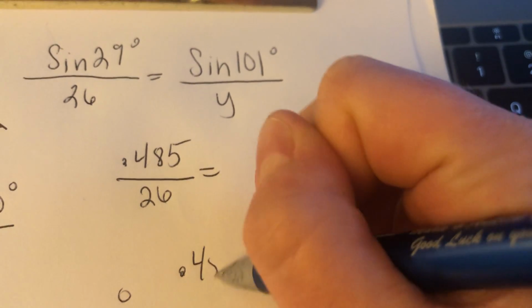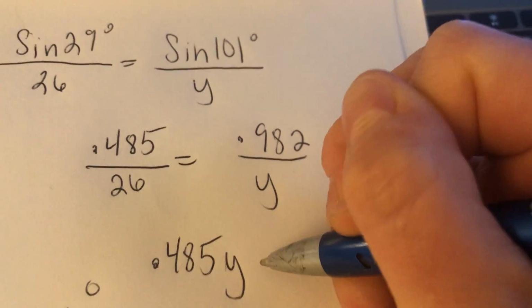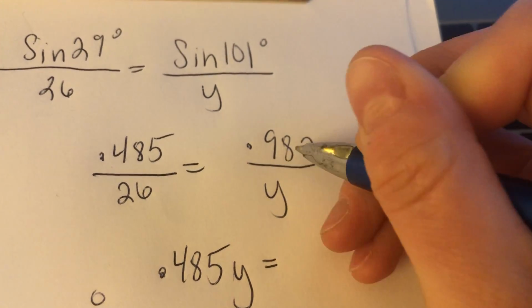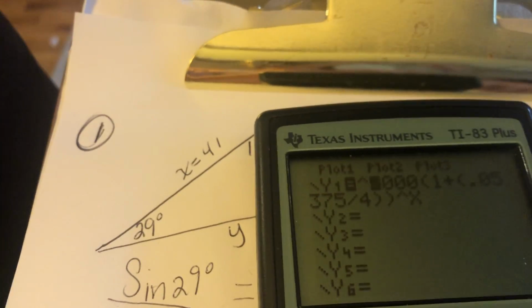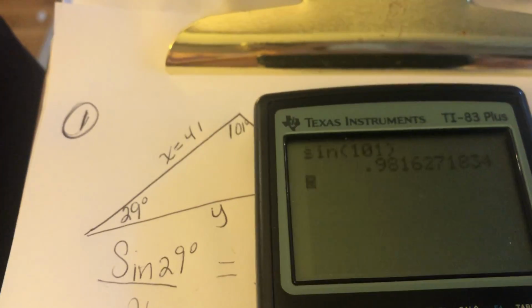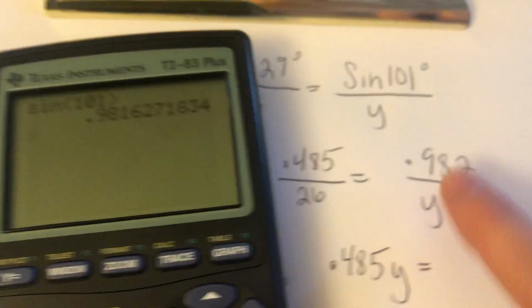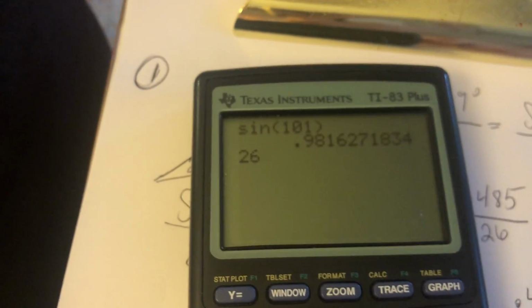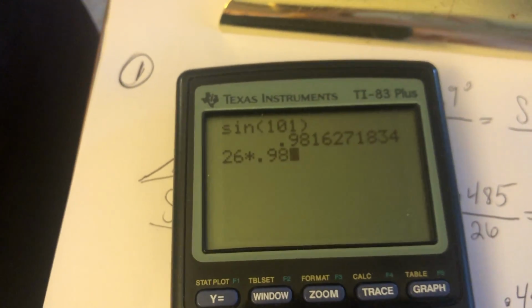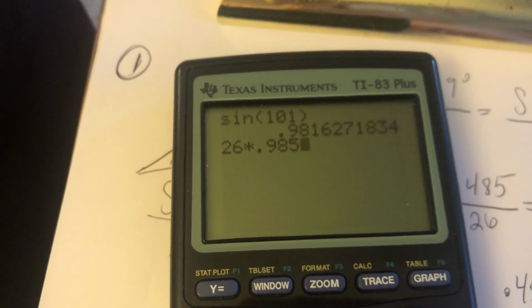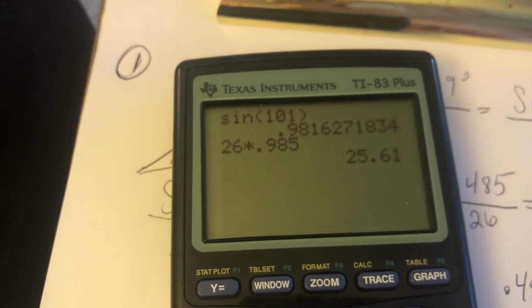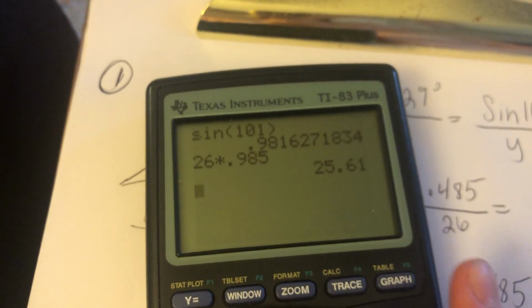And then we're just going to have to solve, right? So I have 0.485y equals, what's this? 26 times 0.982. So I'm going to do 26 times 0.982, which is about 25.6.